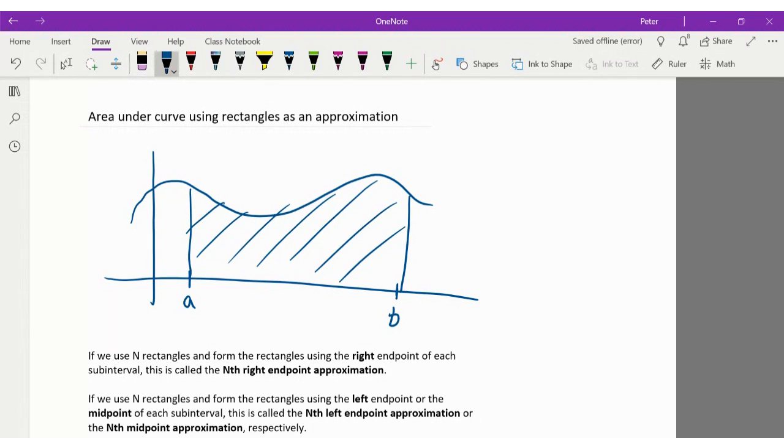I had drawn this the other night, that what I do is I subdivide the interval that defines the right and left boundaries of this region. Oh, sorry, let me just turn off the camera because we don't need that there. I want to subdivide the interval that defines the right and left boundaries of the region. And what I'll do is I'm going to draw a rectangle over each of these subintervals.